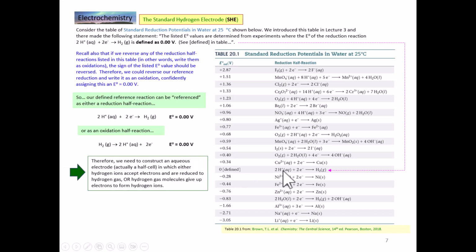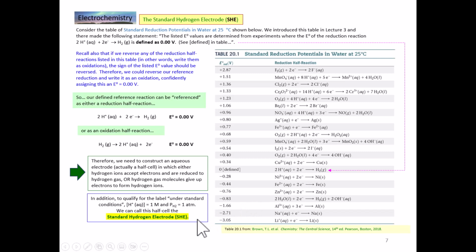If we want to use this reaction as a reference electrode, or in other words, a reference half cell, we need to physically build an electrode that could possibly run in what we call reductive mode. In other words, hydrogen ions being reduced to hydrogen, or if necessary, to run in oxidative mode, which would be hydrogen gas being oxidized to hydrogen ions and electrons.